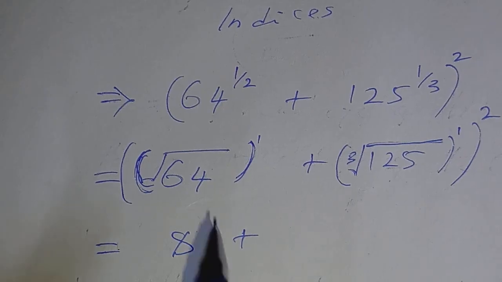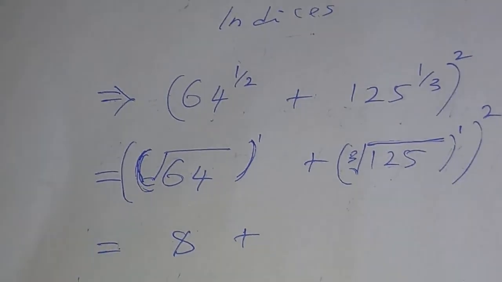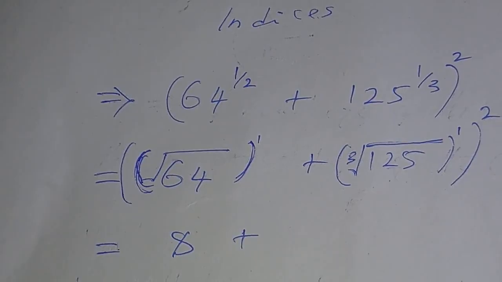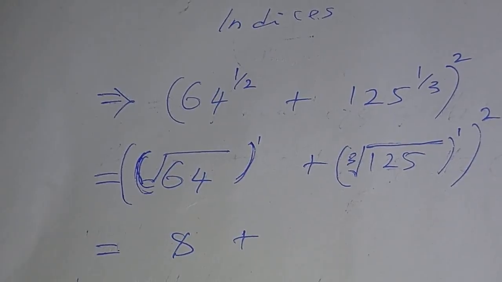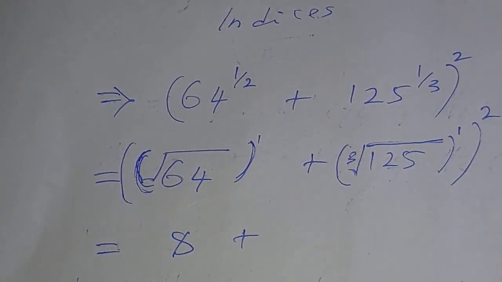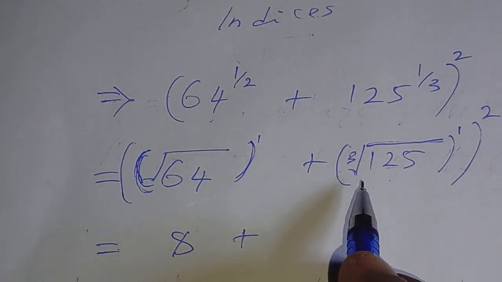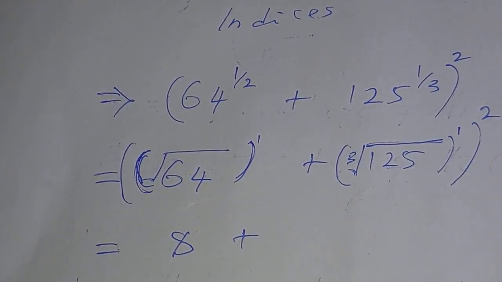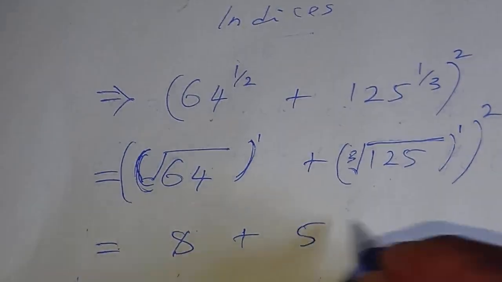Here the square root means a number that can multiply itself twice to give you 64. That's 8, because 8 times 8, 8 multiplying itself 2 times, will give you 64. Here the third root means a number that can multiply itself 3 times to give you 125. So that will be 5, because 5 times 5 times 5 will give you 125. 5 times 5 is 25, and 25 times 5 is 125. So the answer there is 5.